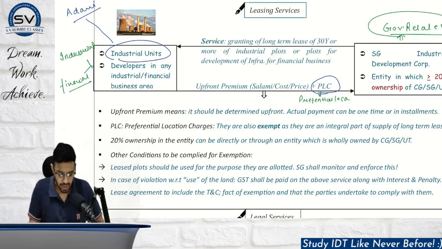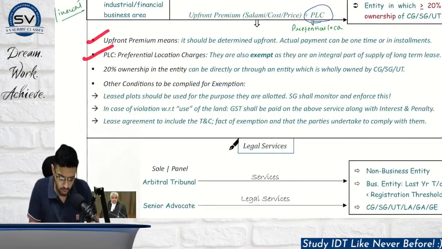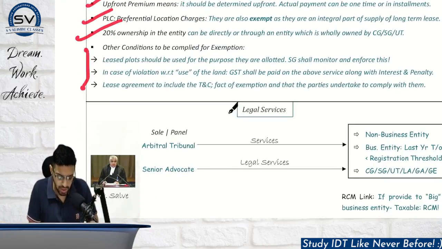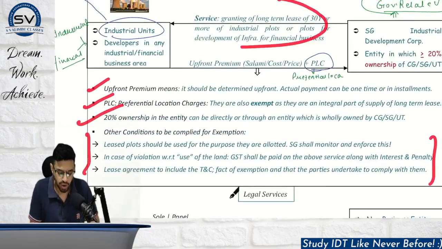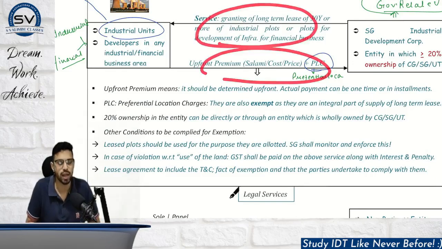As simple as that. Second point to be noted, upfront premium does not necessarily mean it is paid upfront, it is determined upfront. Like the calculation and what amount is to be paid is decided on an upfront basis, but actual payment may happen in installments, right? This is okay. Other conditions are very procedural, that the contract will involve this kind of exemption conditions, that all these amounts need to be taken care of.